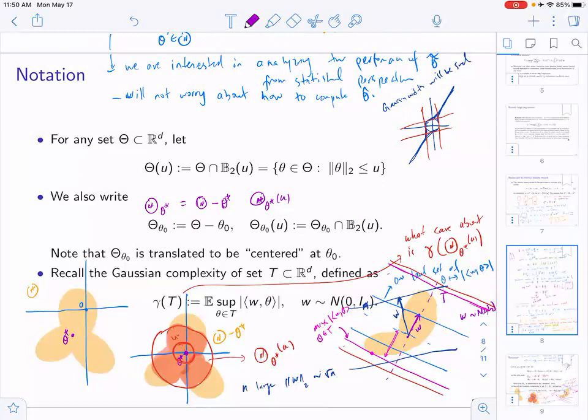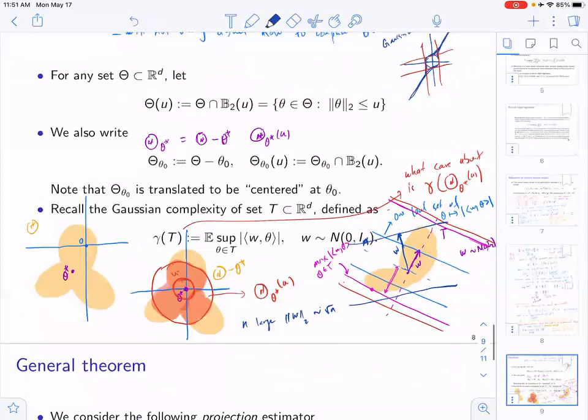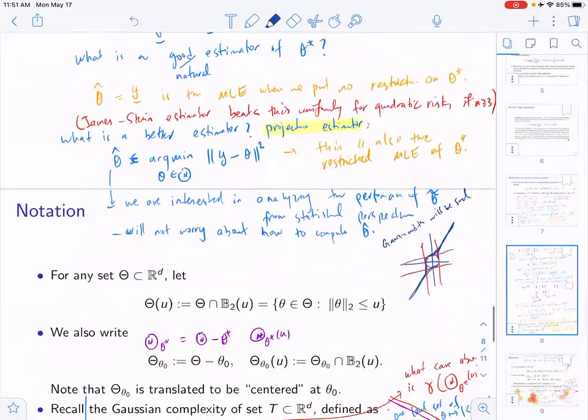So the setup is this. There's a true parameter theta star, and then there is this set theta. We're going to shift it to theta star, so we're going to center it like that. And then I'm going to look at a ball of radius u around this and the intersection with this set. So that's this guy here basically. Then I'm going to look at the Gaussian width of this as I vary u, and this measures the complexity of that set locally around theta star. And it turns out that that complexity determines how fast this estimator converges to theta.